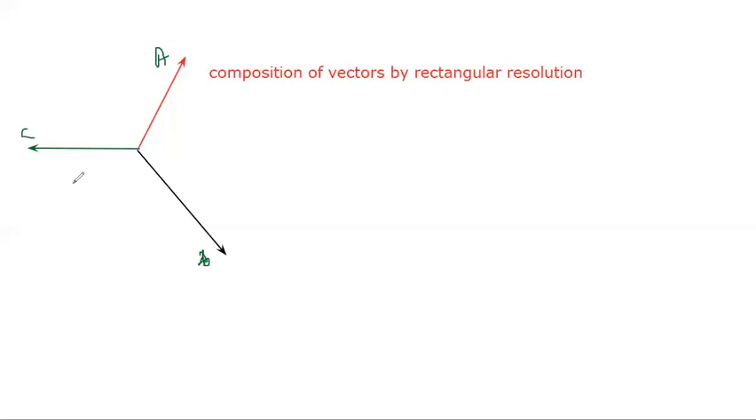So, how would you find the resultant of these three vectors? You have to use the law of polygon, but that law of polygon is very tough to apply. There is a smaller and easier way to find the resultant of these three vectors, and the name of that process is composition of vectors by rectangular resolution.